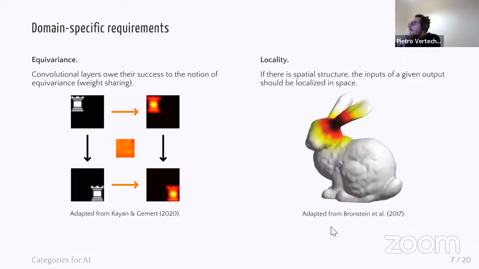And the second component is locality. So very often, the spaces that we're working with, they have some sort of a spatial structure, as could be the case, for example, for a 2D mesh embedded in a 3D space. It has a well-defined spatial structure, and it makes sense to ask that the inputs of a given output should be localized in space. So, for example, for some output, I only want to consider inputs in this region around the left ear of the bunny.